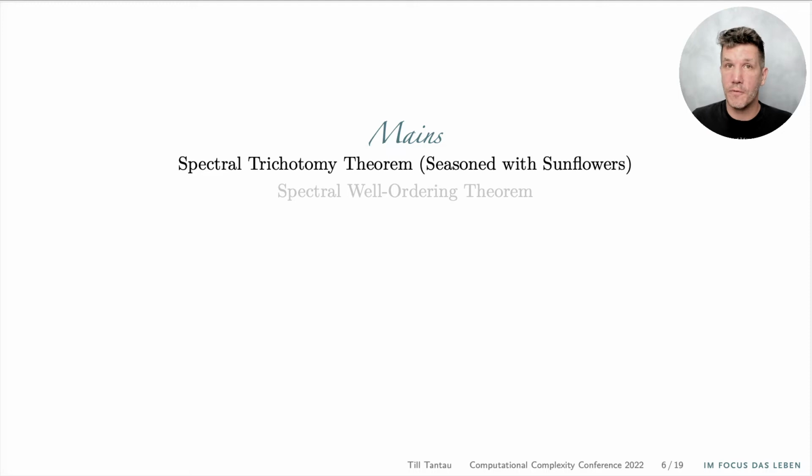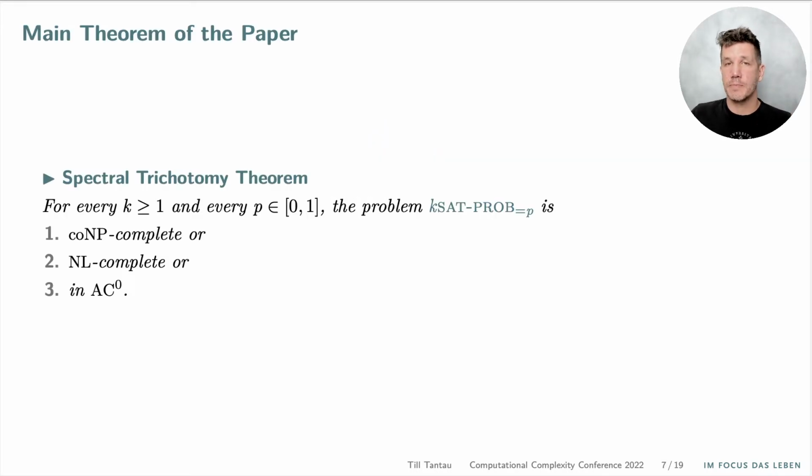Let me now serve the first of the two main courses of this talk, namely the spectral trichotomy theorem. This theorem is actually the main result of this paper, and it's a trichotomy. I'm going to talk about spectral in a moment. It says the following. For every k and every p, what we just looked at, telling whether a k-CNF formula has a satisfaction probability of exactly p, that is, well, always one of the three things we just saw. It's either co-NP complete, it's NL complete, or it lies in AC0.